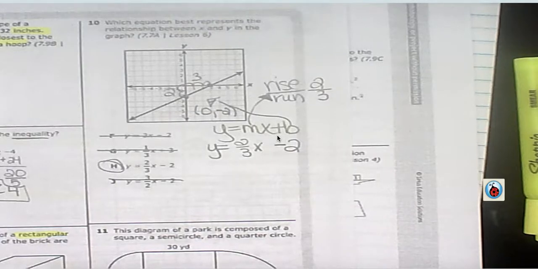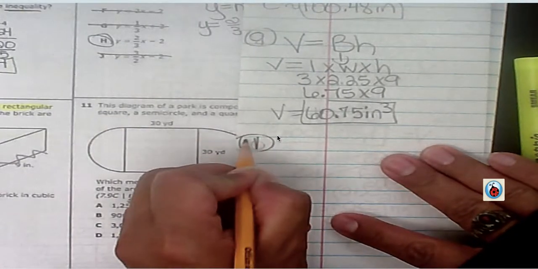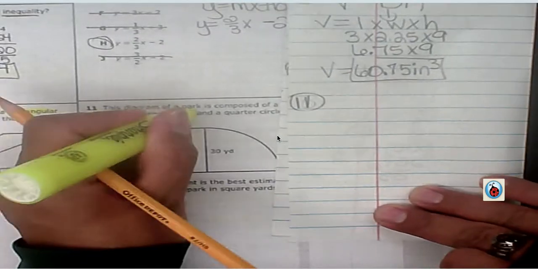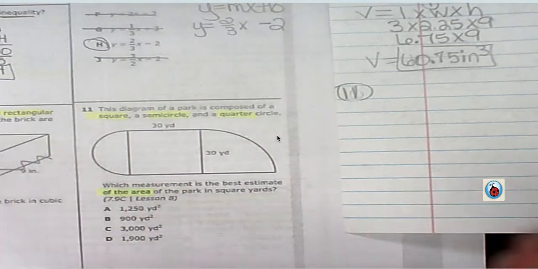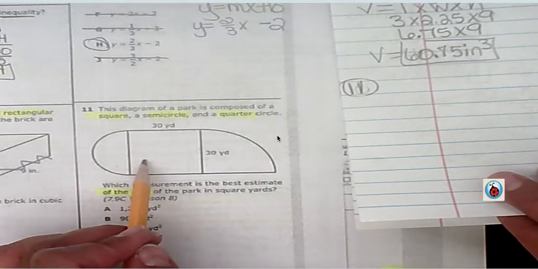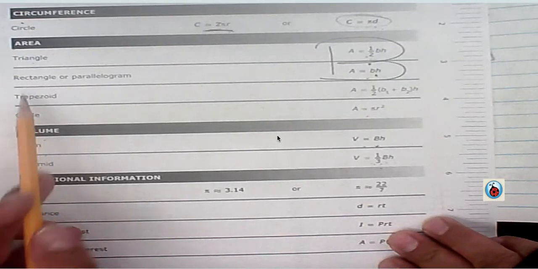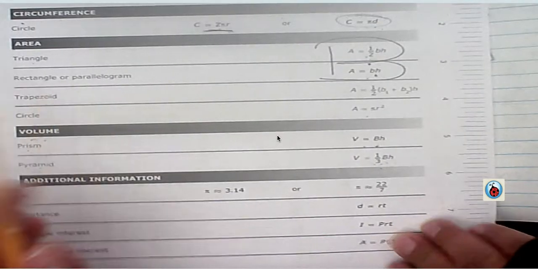Number 11. This is a composite figure. The diagram is composed of a square, semicircle, and a quarter circle. Which measurement is the best estimate of the area of the park in square yards? So we have a semicircle, a square, and then a quarter circle. So if you look at your formula, you're going to use the area of a circle and then of course of the rectangle or square.